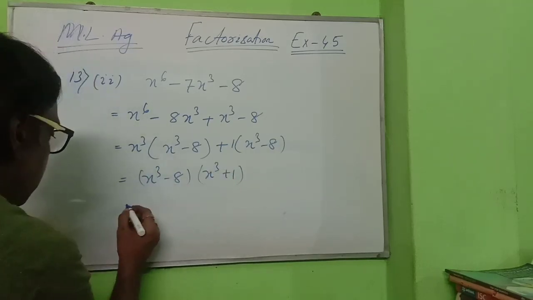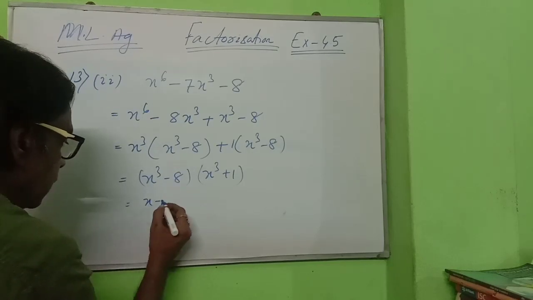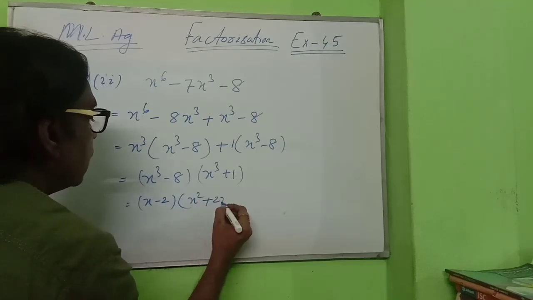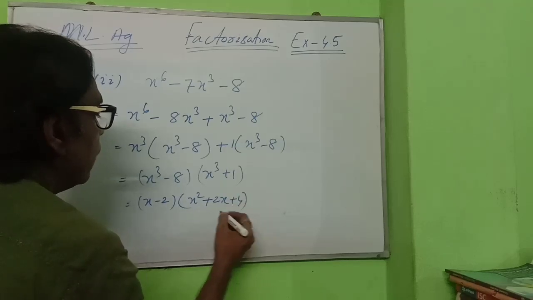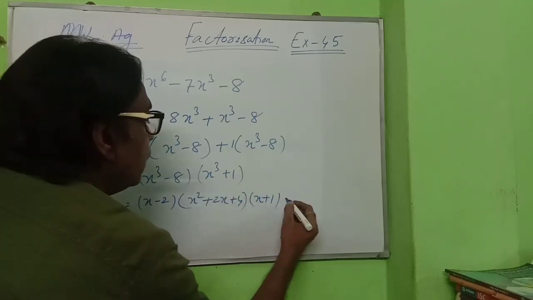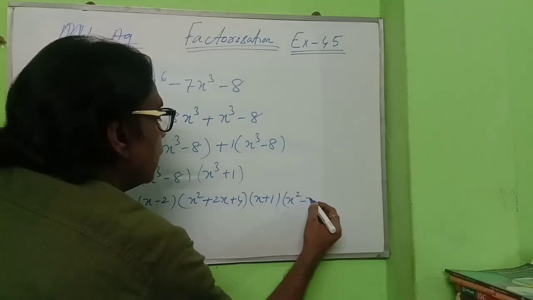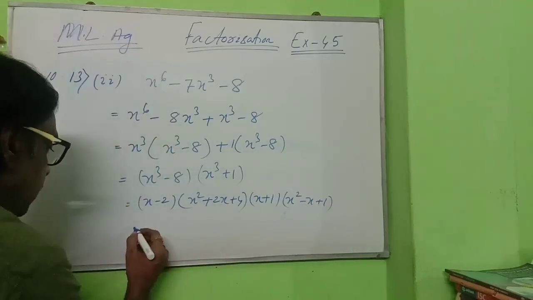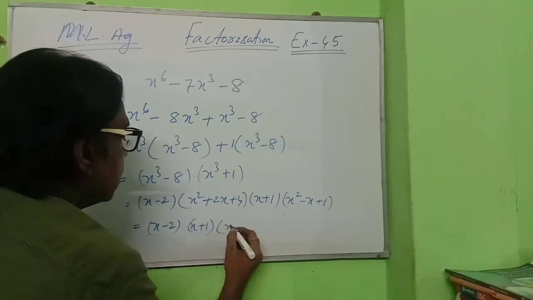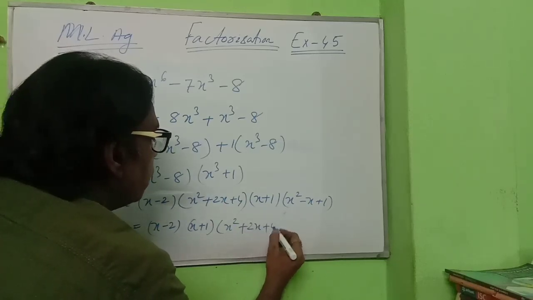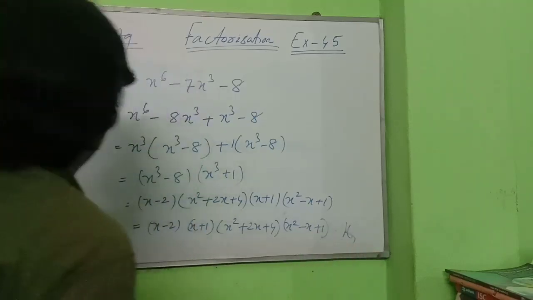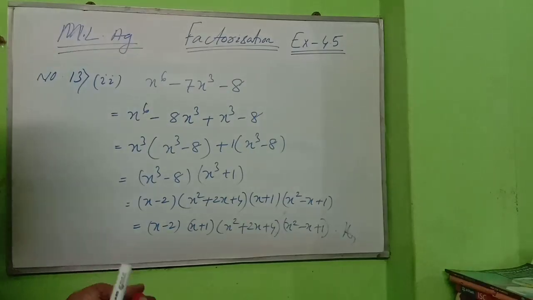Now see, here you have to apply x cube minus 2 cube. The formula will be x minus 2 whole into x square plus ab, that is 2x, plus b square, that is plus 4. And the last one can be broken as x cube plus 1 cube, that is x plus 1 whole into x square minus x into 1, that is x, plus 1. Next I am writing in proper manner: x minus 2 into x square plus 2x plus 4, whole into x plus 1 into x square minus x plus 1. This is the answer of the second part, the last part of this exercise 4.5.